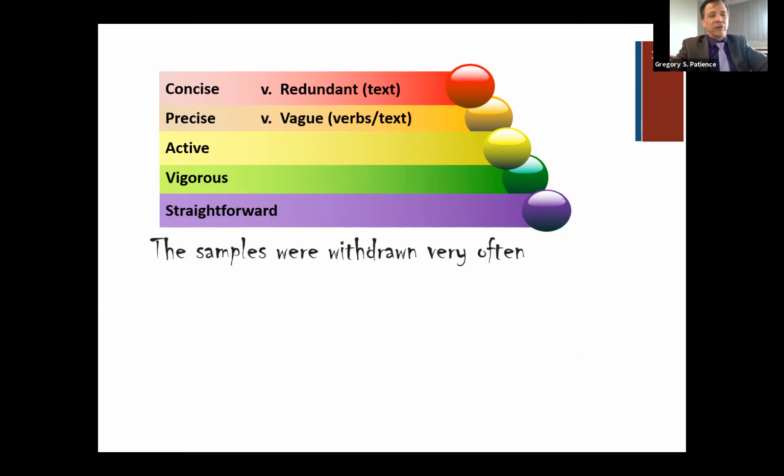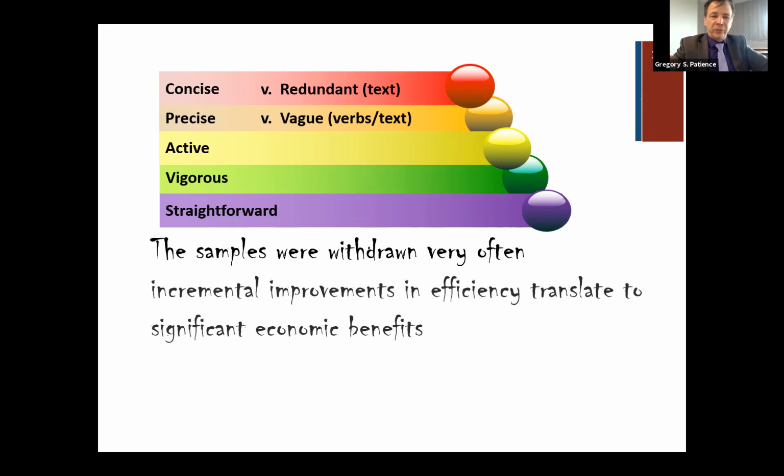And then we have vague versus precise. The samples were withdrawn very often. Very often is vague. Is it once every 5 minutes? Is it once every 2 days? Is it once a year? And it all changes with respect to the context. Incremental improvements in efficiency translate to significant economic benefits. So what do we mean by incremental? What do we mean by improvements? Efficiency, significant, and benefit. So this is a shibboleth with 4 or 5 different words that are vague, imprecise. Okay, and so the writing is to try to get to the data.